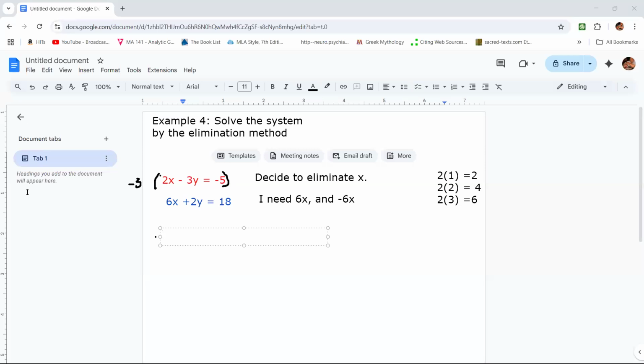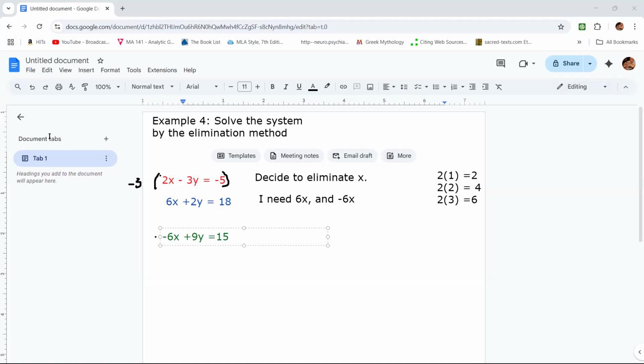Let me change this to green. Okay. -6x. -3 times -3y. -3 times -3, remember that gives me a positive number, plus 9y, and -3 times -5 is a positive 15.